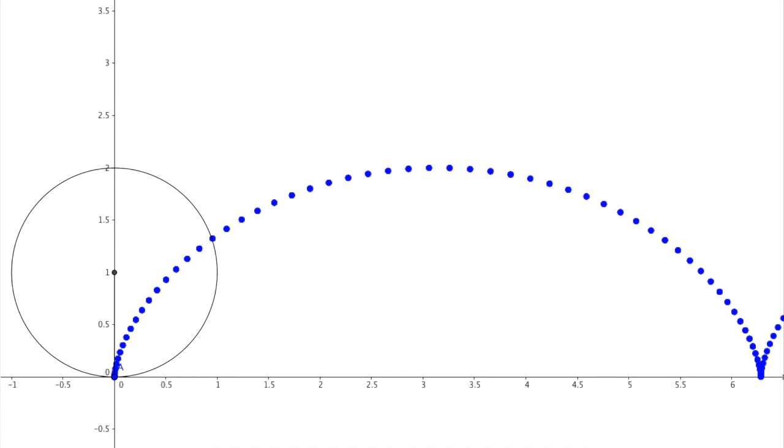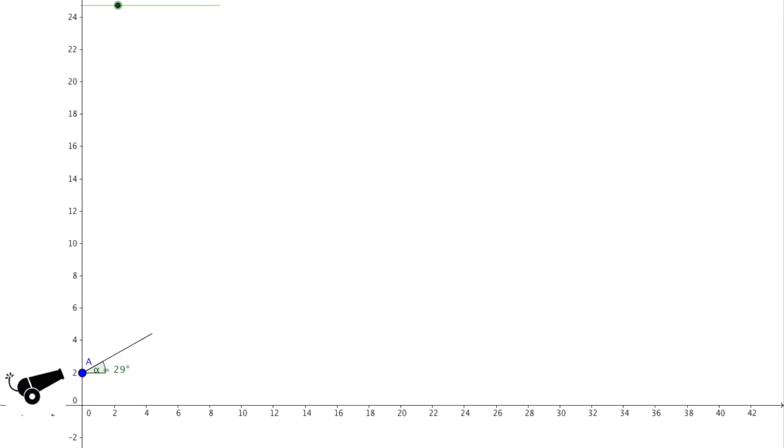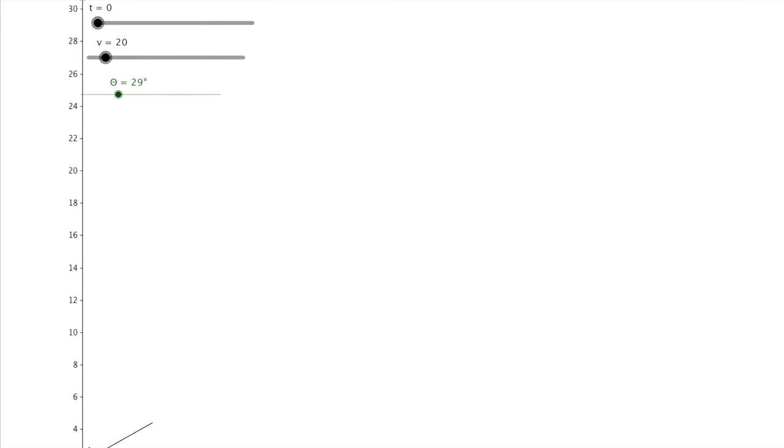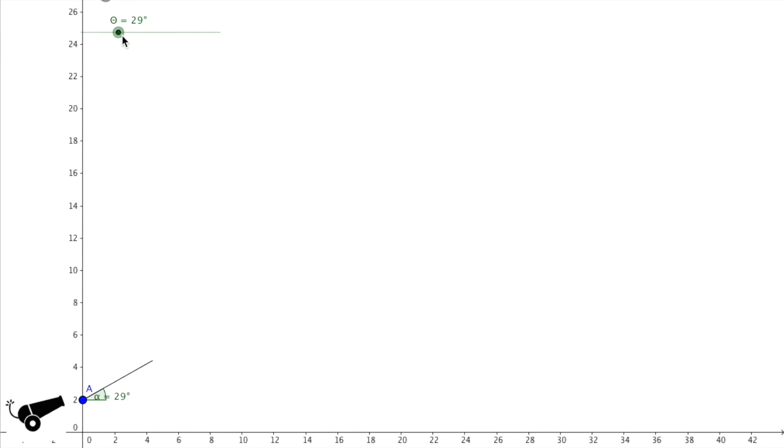Another possibility of looking at parametric is we can do it physics-wise. We have a cannon and it's going to shoot off a projectile with a certain amount of velocity. And we've dealt with this before where the projectile literally was going straight up and straight down. But in this case, I want to shoot it and see where its range is. So I've set this up to be time, velocity, and the angle at which the cannon is fired. Here I have it set at 29 degrees. It's being fired at 20 feet per second. And time, of course, is going to be measured in seconds.